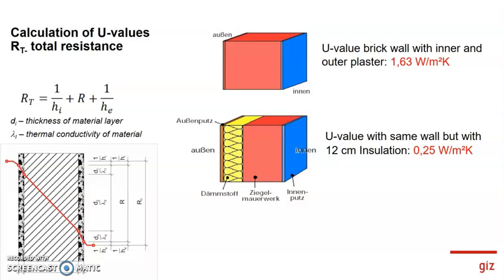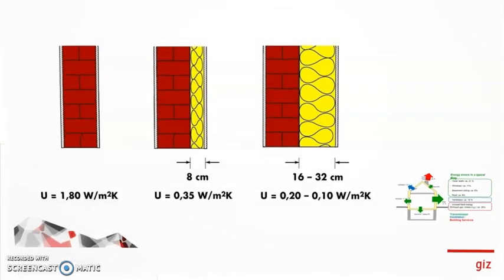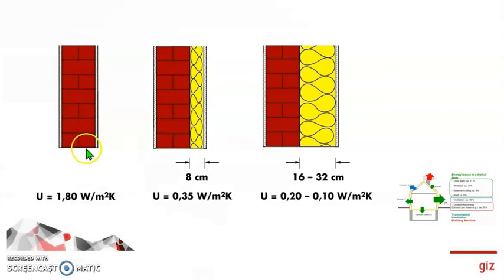So let's go a little bit deeper into that. We have a wall here, just a regular brick wall, 1.8 U value, then with an insulation of 8 centimeter, and then, depending on how large we make the insulation, 16 to 32 centimeter. I think you remember the first slide where we were talking about transmission losses. The thicker the insulation is, the less transmission losses we have.